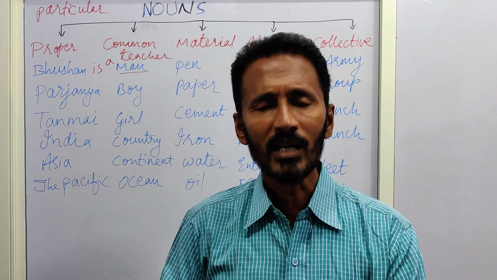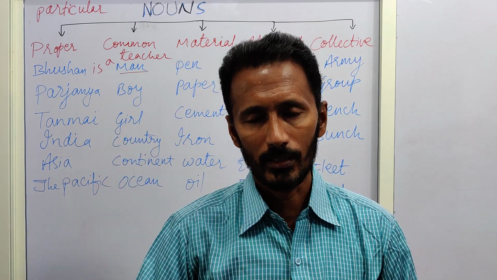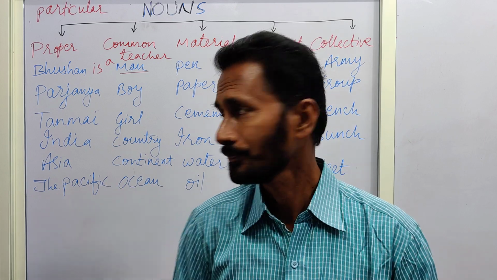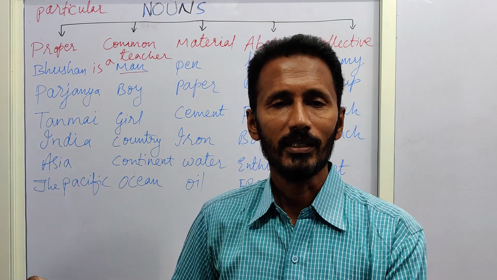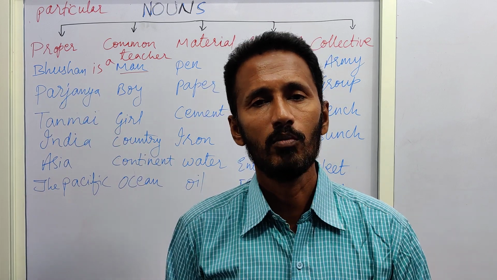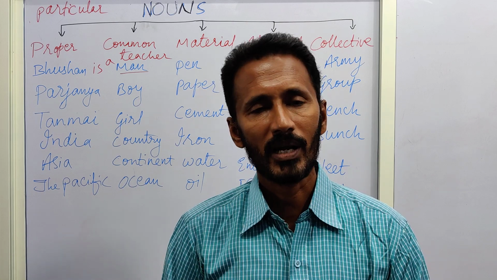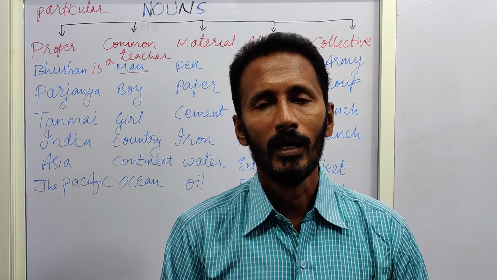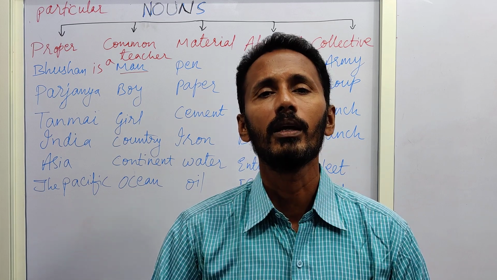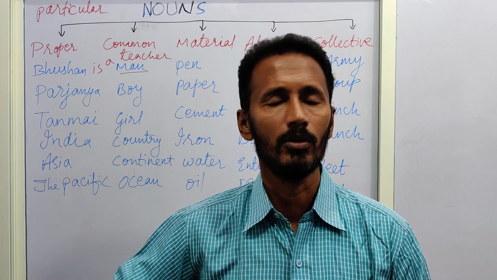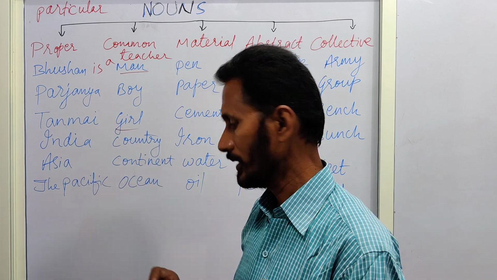Because the word man can be attributed to any other person. The word teacher can be attributed to any other person. Attributed means the word teacher can be given to any other person. Pranav is a boy. Boy can be given to any other person with some other name. Suresh is a boy. Modi is a man. Narendra Modi is the Prime Minister of India. Narendra Modi is called the proper noun and Prime Minister is called the common noun, because the word Prime Minister can be given to any other person who holds that designation or office.